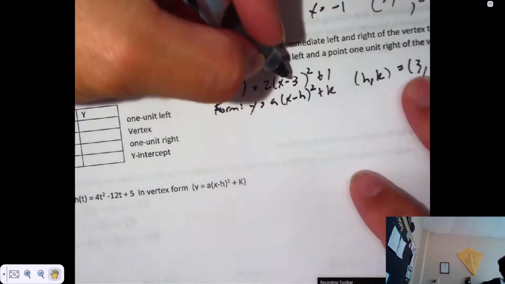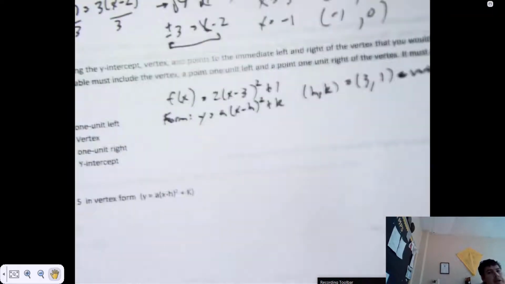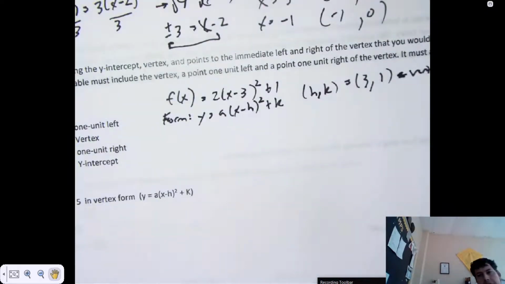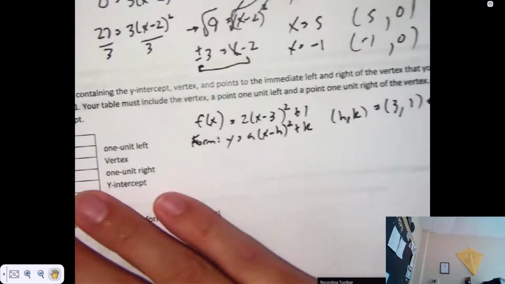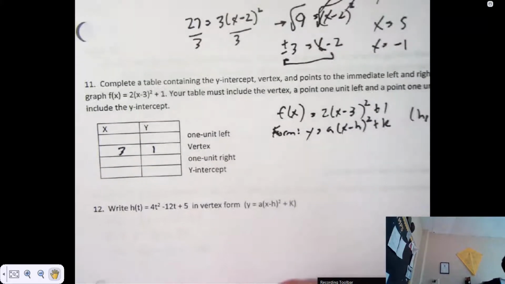Remember, change sign, keep sign. Now, that is actually your vertex. It was in what we call vertex form, which if you're memorizing your forms, you understand. If you're not memorizing, you don't understand. It's you. It's not me. It's all you.